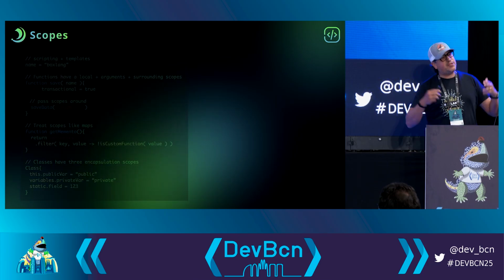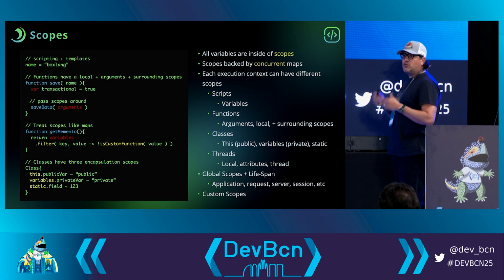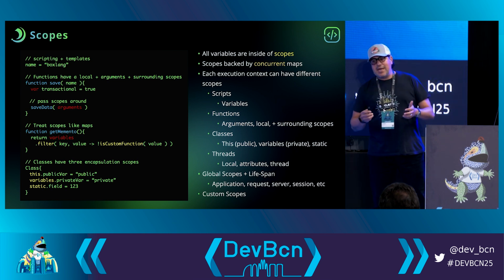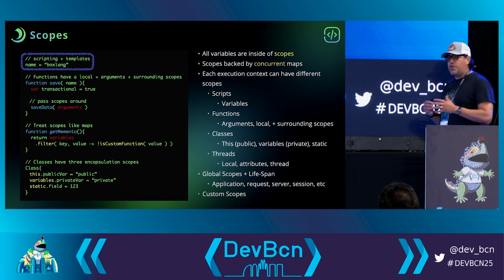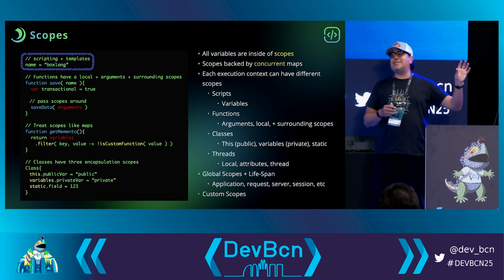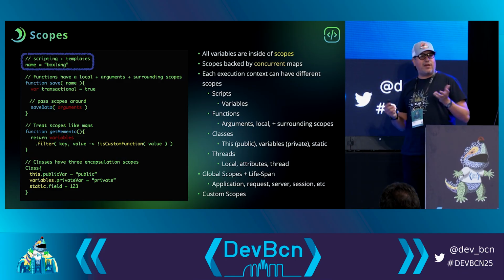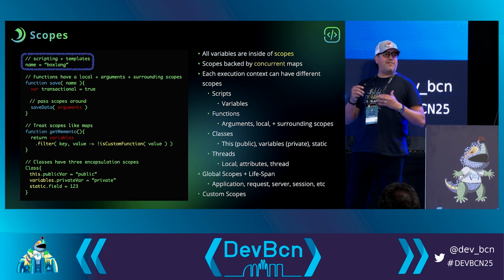We have the concept of scopes. This is a little bit different than Java. All variables are going to be stored inside of what we call scopes, and scopes are backed by concurrent maps behind the scenes. So when you say name equals BoxLang, that name variable is going to be created inside of a map internally called variables.name. Okay?